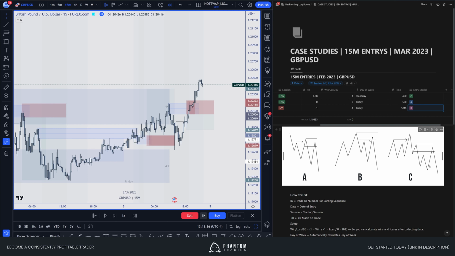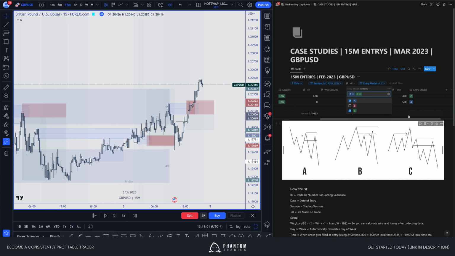Maybe we notice that A and C work really well, because technically C, as much as this is a reversal, is really a continuation play, right? We're waiting for order flow to shift. A is a pure continuation model, right? Well, if we notice that A and C have, say, a 40 to 50% strike rate, even combined, we can combine the data using filters. I just add a filter here and I say, okay, entry model, I just want A and C.